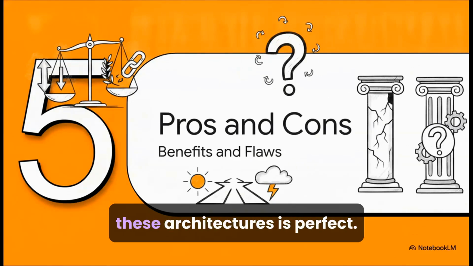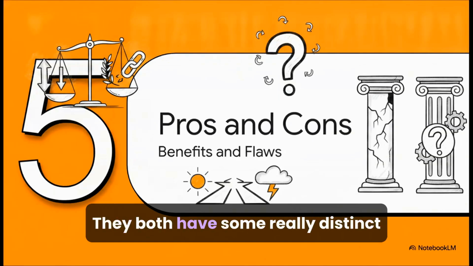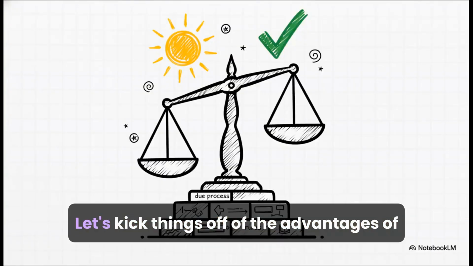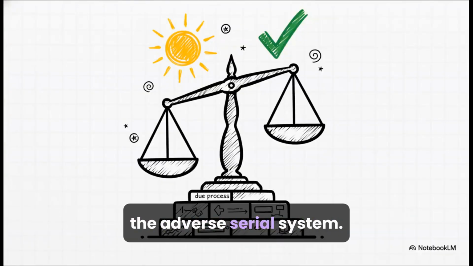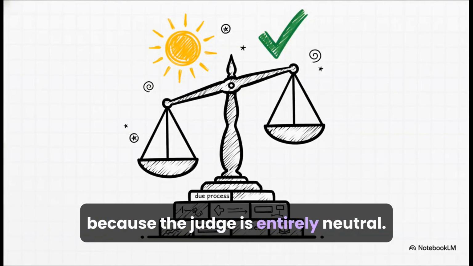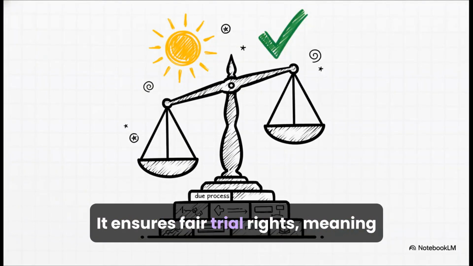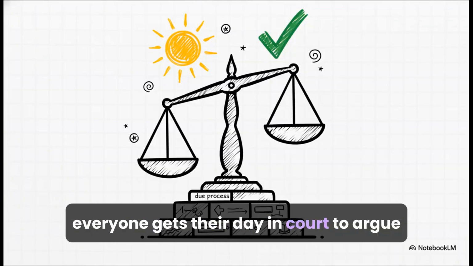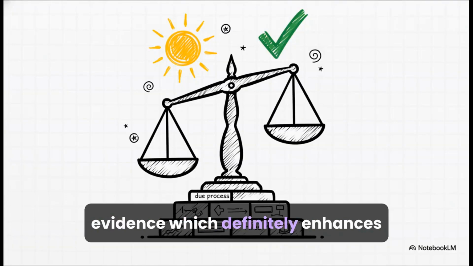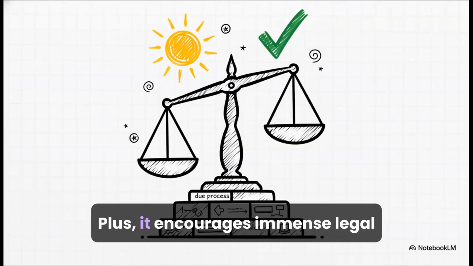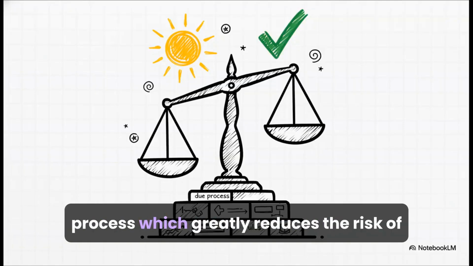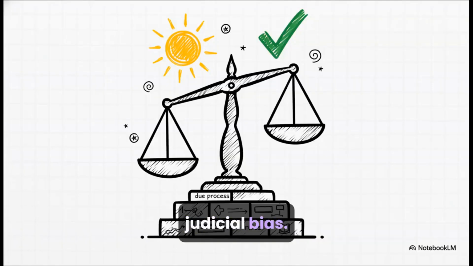Because look, neither of these architectures is perfect. They both have some really distinct benefits and some pretty significant flaws. Let's kick things off with the advantages of the adversarial system. First off, it highly promotes impartiality because the judge is entirely neutral. It ensures fair trial rights, meaning everyone gets their day in court to argue their case. It also relies heavily on strict rules of evidence, which definitely enhances reliability. Plus, it encourages immense legal expertise and adheres strictly to due process, which greatly reduces the risk of judicial bias.